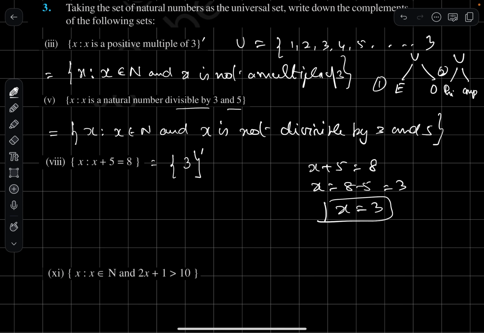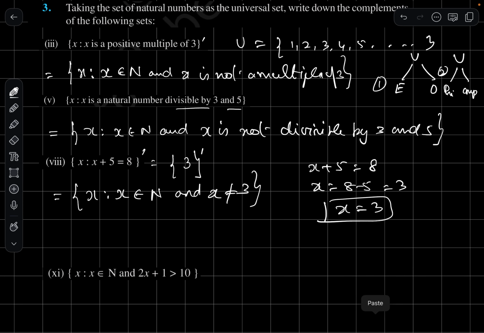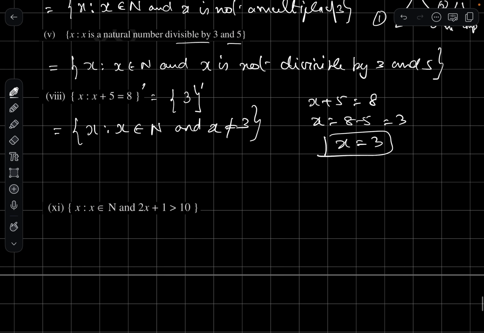Now I want the complement of this 3. That means this element should not be there. So again I will write it in set builder form, x such that x belongs to N and x not equal to 3. That's all, over. Okay, similarly we will do the 11th sum. The 11th sum I think is the last sum of this subdivision, number 3.